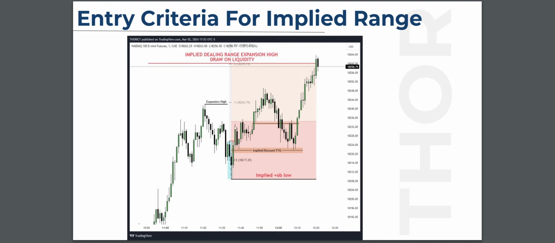Okay, here. So a deep pullback is happening into a discount fair value gap, right? The problem with trading this kind of pullback and going short here is that you don't know where it wants to bounce, or how much it's going to wick, or how fast it's going to reverse, right? Maybe you can't even take profit on your position before it reverses, or maybe it could come all the way down to the rejection block. You know what I'm saying?